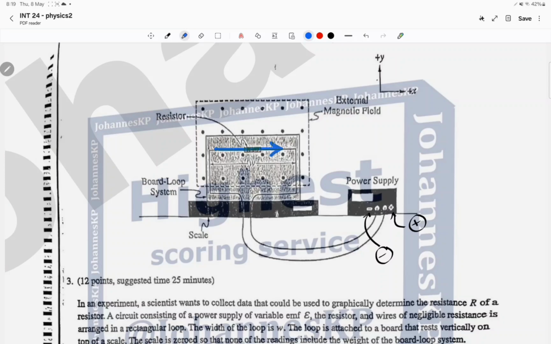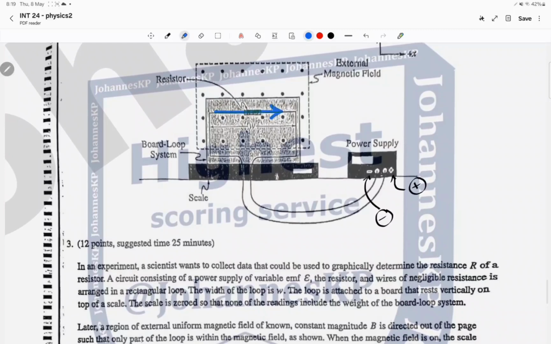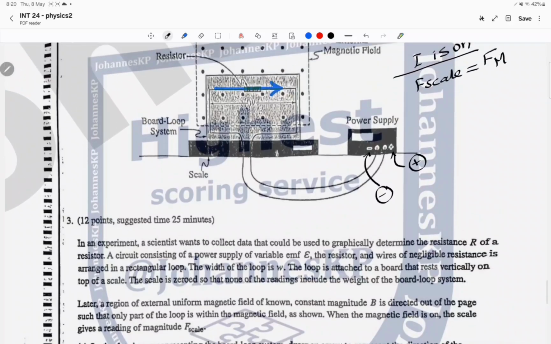Okay. So now, look, what it says here is that once the current is on, the F scale is going to have a certain reading. And that reading is going to be the reading of the magnetic force, essentially. Because when a current passes through a wire, and the wire is sitting inside a magnetic field, the wire, or the loop in this case, will be feeling a magnetic force. The question is, what is the direction of that force?